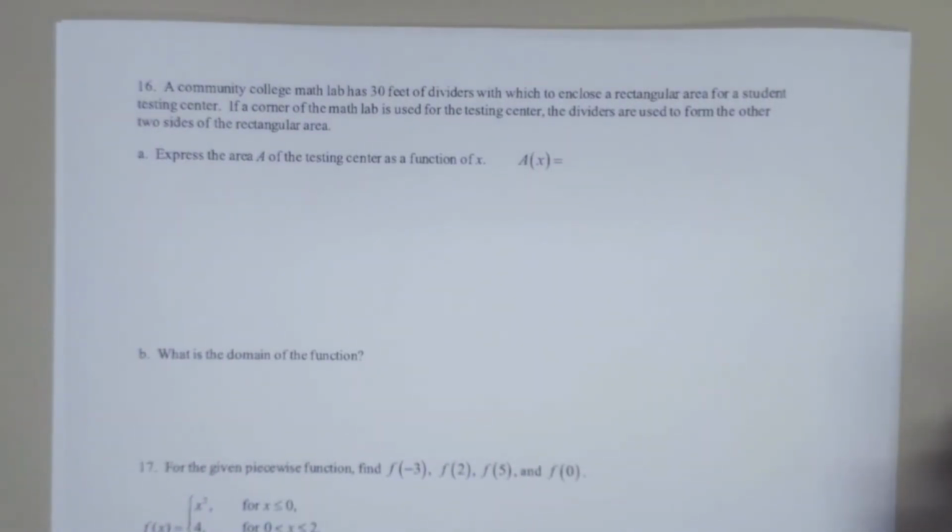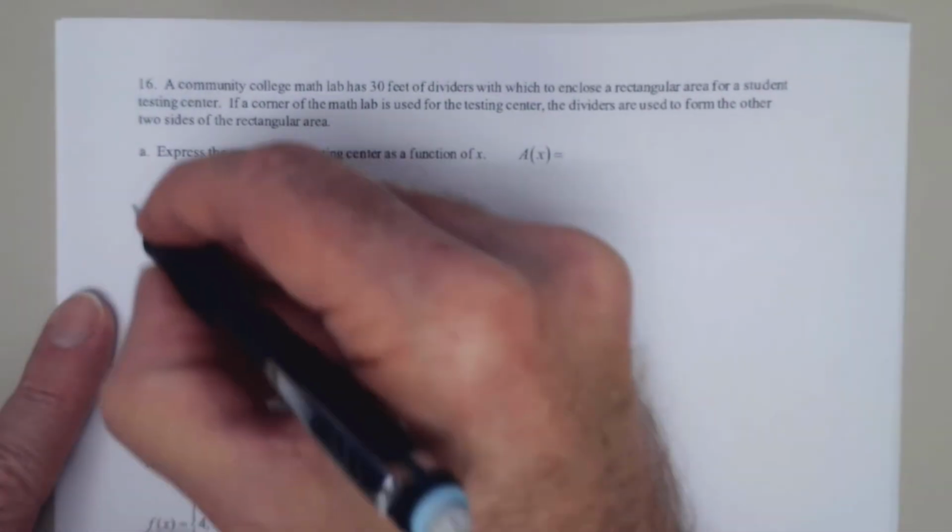On number 16, it says a community college math lab has 30 feet of dividers with which to enclose a rectangular area for a student testing center. If a corner of the math lab is used for the testing center, the dividers are used to form the other two sides of the rectangular area. Express the area of the testing center as a function of x. So let's draw a picture.